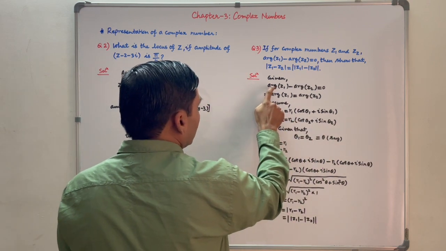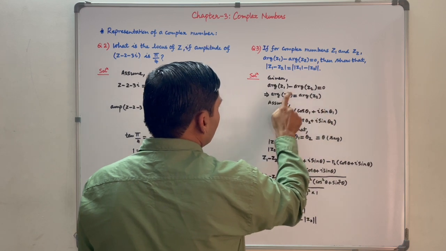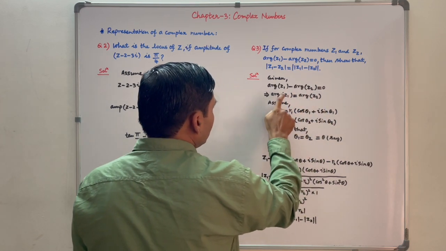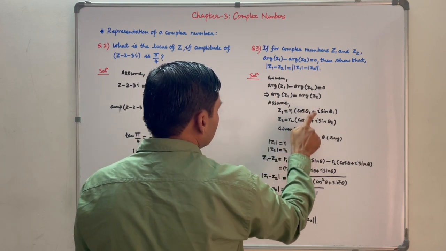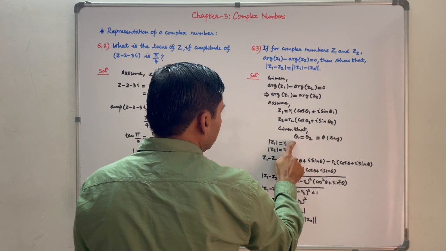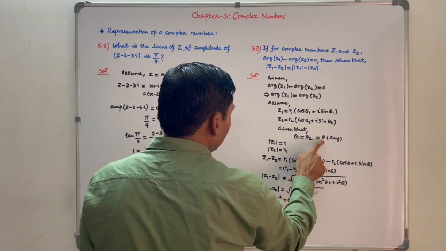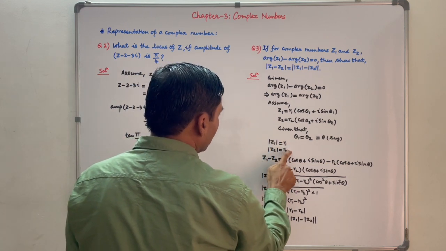It is given that argument of z1 minus argument of z2 is equal to 0. So argument of z1 is equal to argument of z2. Suppose argument of z1 is equal to theta 1 and argument of z2 is equal to theta 2. So theta 1 is equal to theta 2. Let's say it is theta. Mod z1 is equal to r1 and mod z2 is equal to r2.